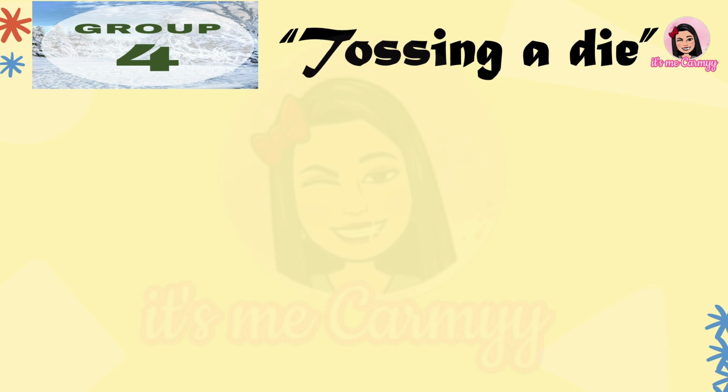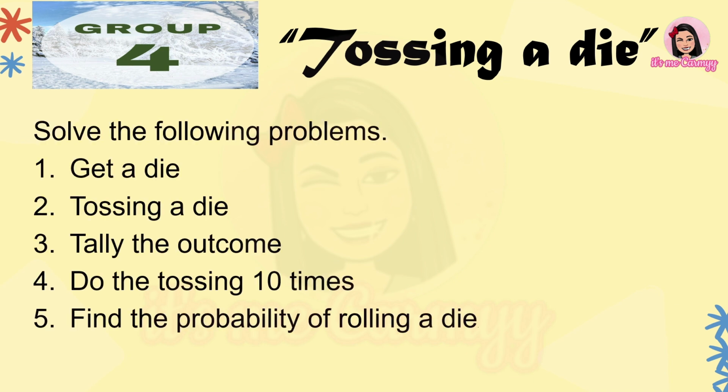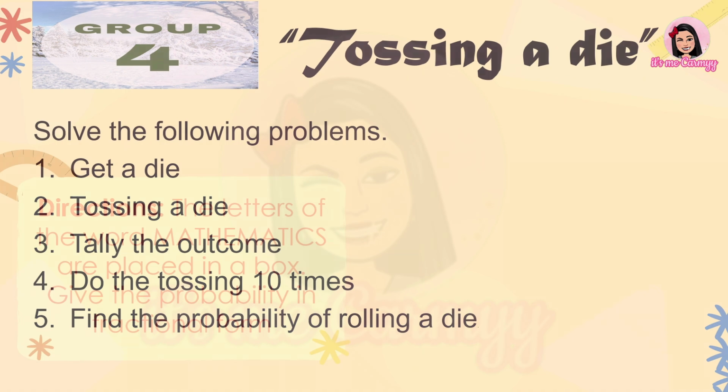For group number 4, tossing a die, solve the following problems. Get a die, toss the die, tally the outcome, do the tossing 10 times, and find the probability of rolling a die.